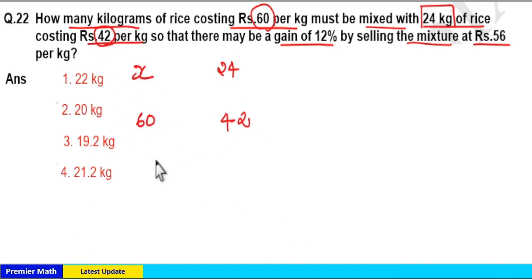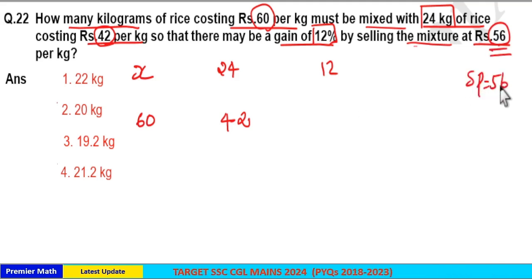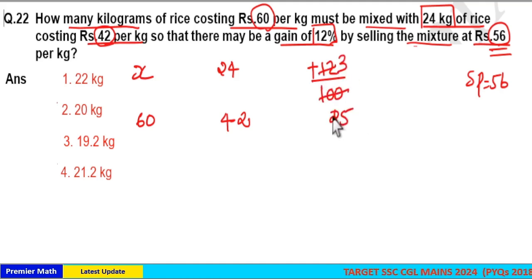Now you are mixing these two varieties together and you should get a gain of 12% by selling the mixture at rupees 56 per kilogram. So when you mix these two varieties of rice, you should sell it at 56 per kilogram. So selling price is equal to 56 per kilogram and you should get a 12% gain from it. So 12% gain means plus 12 by 100. 4 goes 3 times in 12, 25 times in 100. That is, 25 parts is the cost price and 3 parts is the gain from this 25 parts. So 25 parts cost price and 25 plus 3, 28 parts selling price.